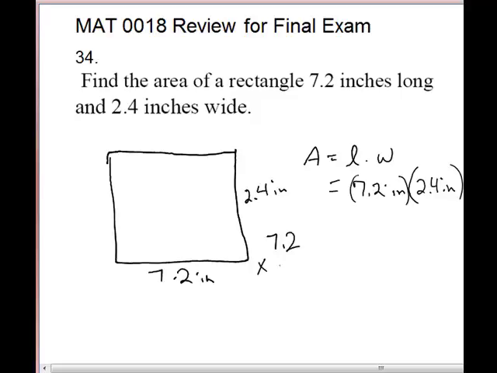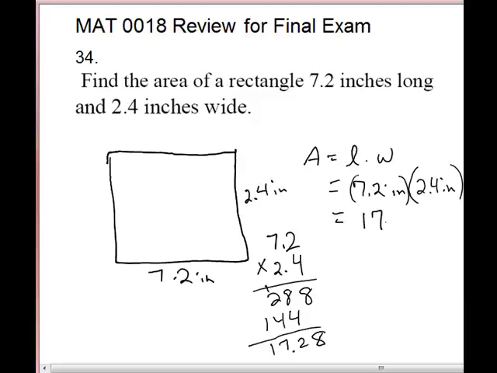7.2 times 2.4. 4 2s are 8, 4 7s are 28, and then 2 times 2 is 4, 2 times 7 is 14, and you have 2 digits after the decimal. That's what you need in your answer. 17.28 square inches.